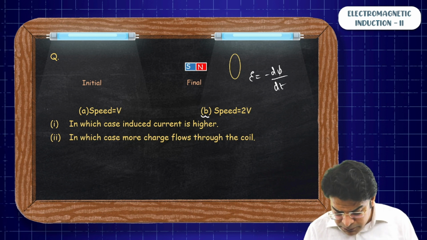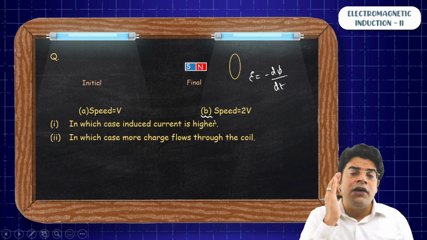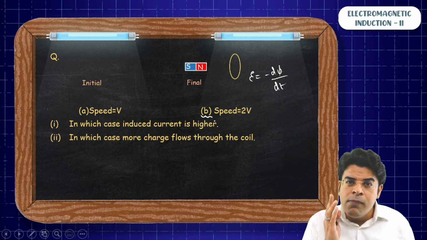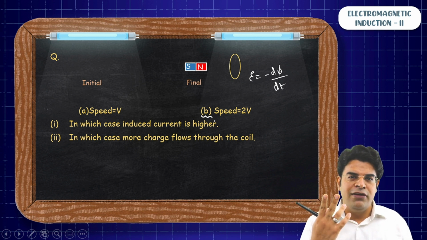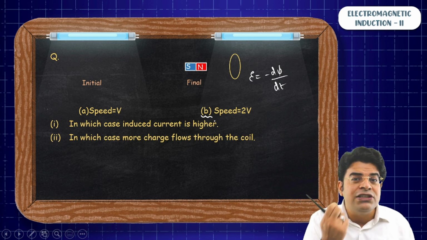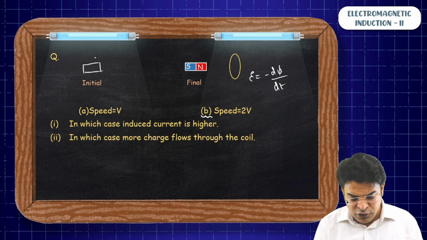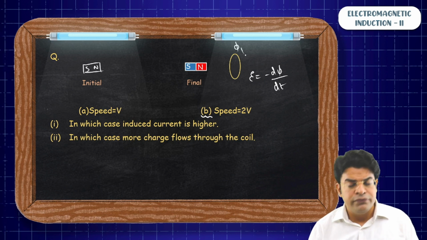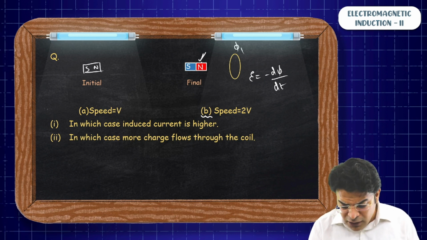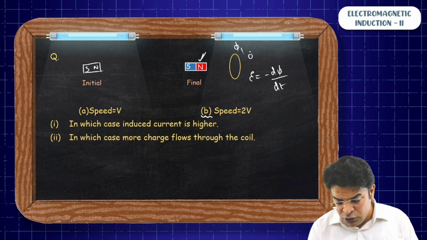In case B, you are moving the bar magnet with double the speed. When you are moving the bar magnet with double the speed, it means that the rate of change of flux is going to be double. From the same initial position, let's say for this position of the bar magnet, the flux linked with this loop is phi 1. And for this final position, the flux linked with the loop is phi 2.